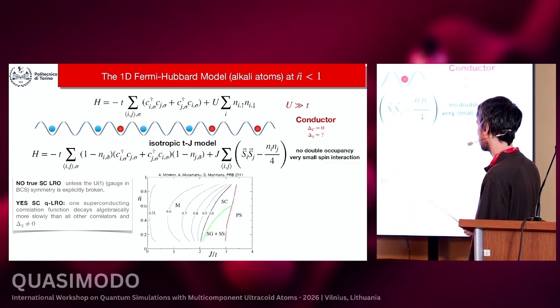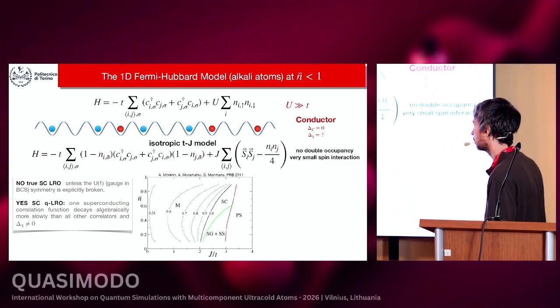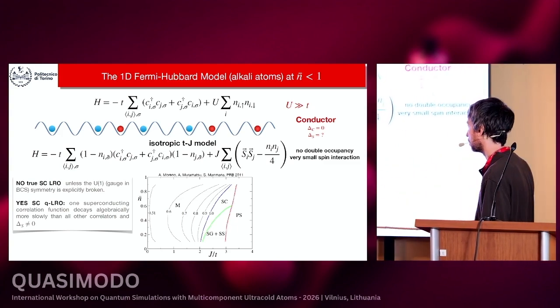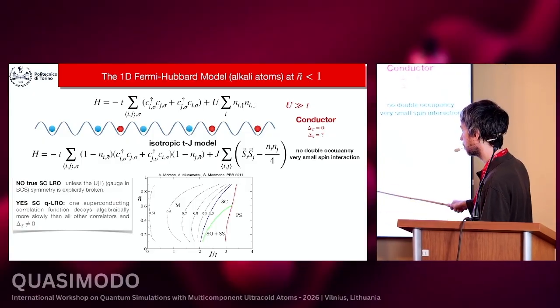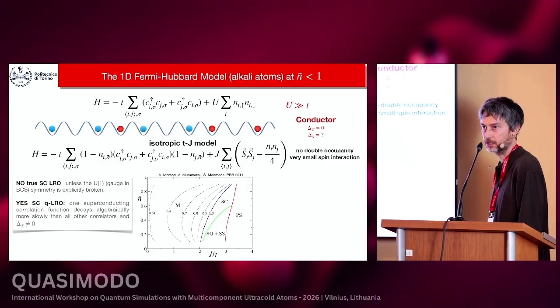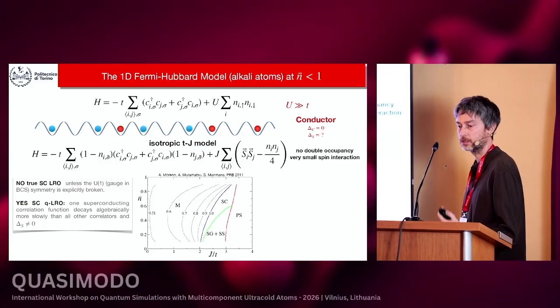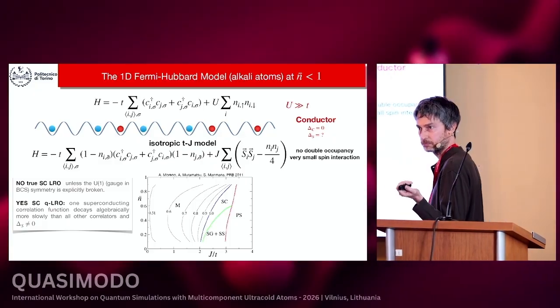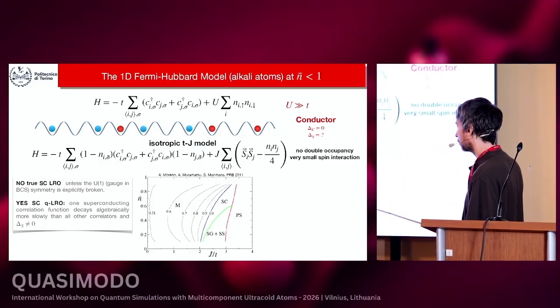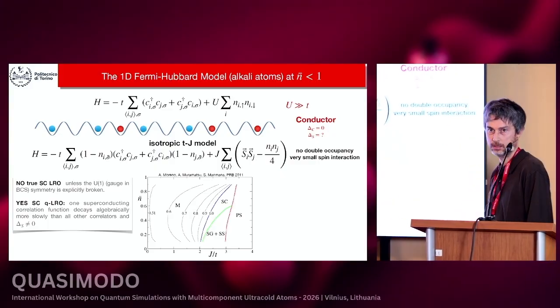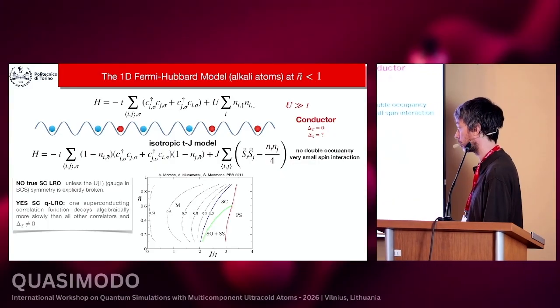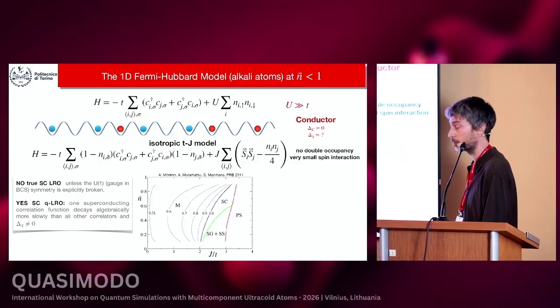And these are the results obtained 15 years ago, as a function of density and J over T. And you can see that yes, in particular in this region, we can have one-dimensional effective superconductivity. But there is one important thing that you probably already noticed: in order to have superconductivity, J has to be larger than T. So J over T has to be at least 2.